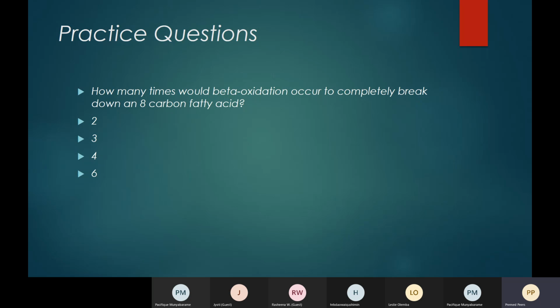Let me know if you need a hint with this one. Does it require us knowing whether it's saturated or unsaturated? I guess not, but... No, it does not. Okay. You can give us a hint.